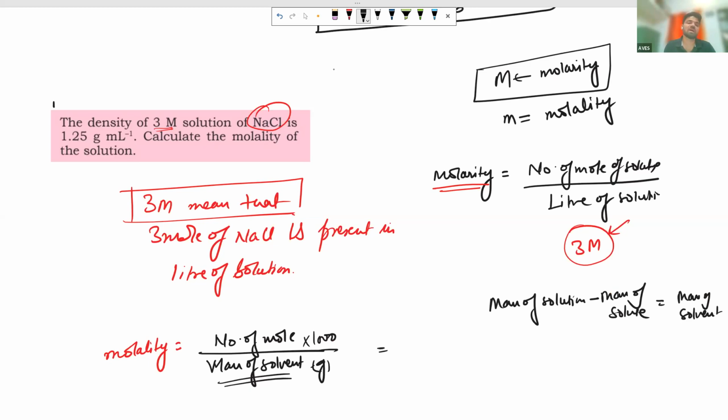So can you tell me, Rita, how can you find out the mass of solution from the data given in the question? Sir, 1.25 gram per ml. It is the density. Okay, I'm going to give you the hint. Density is equal to mass upon volume. You have to use this formula. So how will you try?